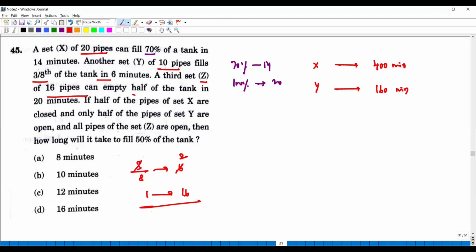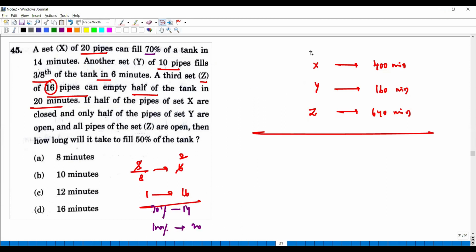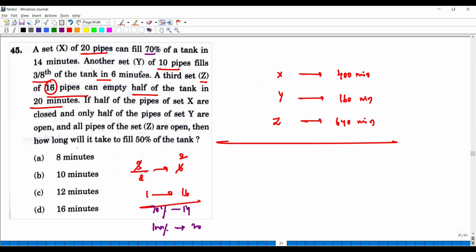Z: 16 pipes can empty half of the tank in 20 minutes, so the full tank in 40 minutes. 40 into 16 pipes is 640 minutes for each pipe. So these are the efficiencies of each pipe, taking it down to a single pipe. So take the LCM of 400, 160 and 640. I'll get 3200. Now, half of the pipes of X are working, and half of the pipes of Y are open.